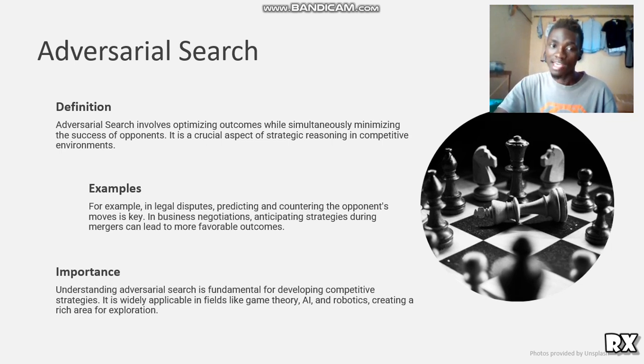The other example is in business negotiations. When you're negotiating, you're aiming at making more profit at the expense of the other party losing. So that is also called adversarial search. One of its importances is that it's fundamental for developing competitive strategies, and it is widely used in fields like game theory, AI and robotics, creating a rich area for exploration.